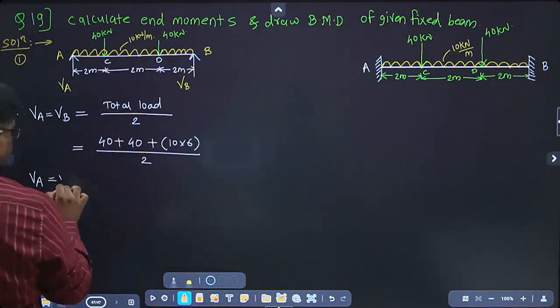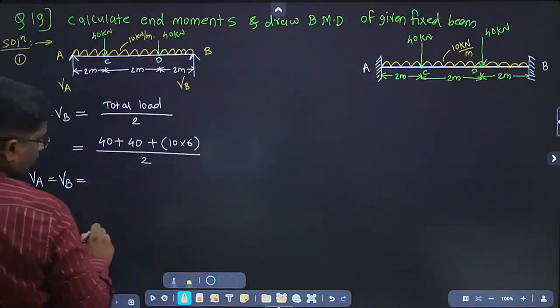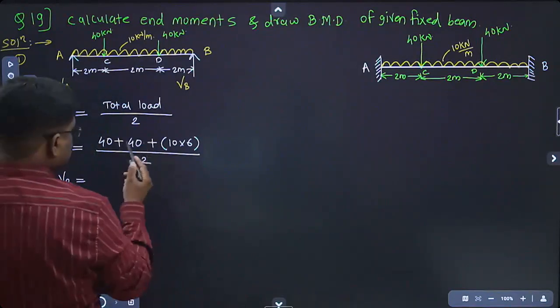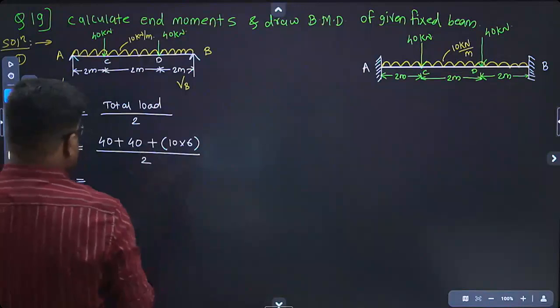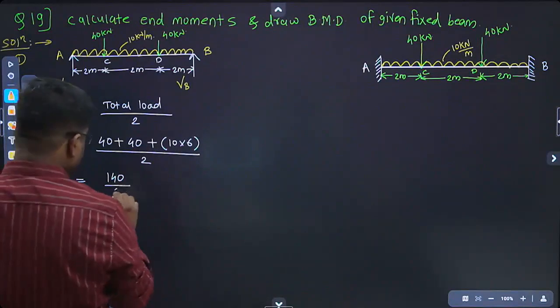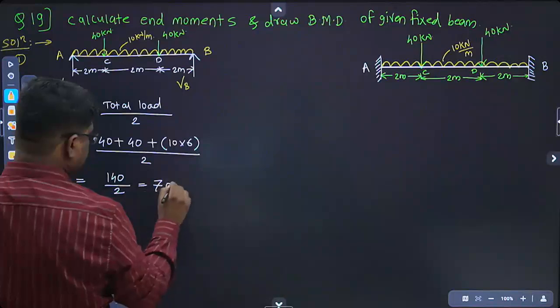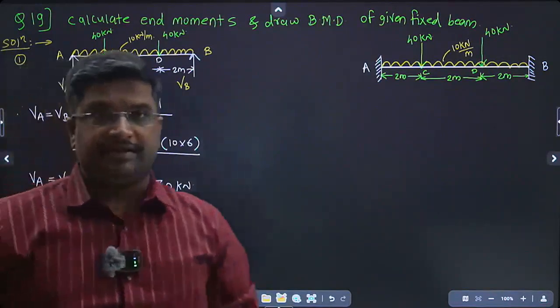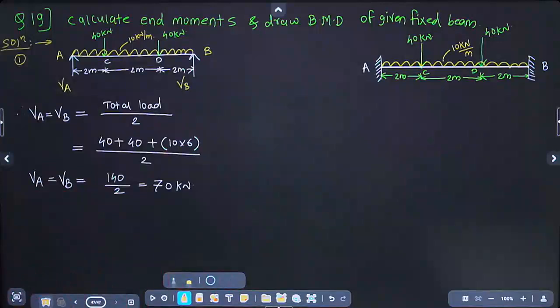VA is equal to VB. Find out the answer. This answer is 40 plus 80 plus 60, which means 140, divided by 2, which means 70 kilonewton. Check this answer. Is it correct? 70 kilonewton. Is it correct? Yes, correct. Good, Monica and Sanjana. Correct answer, Mandar.